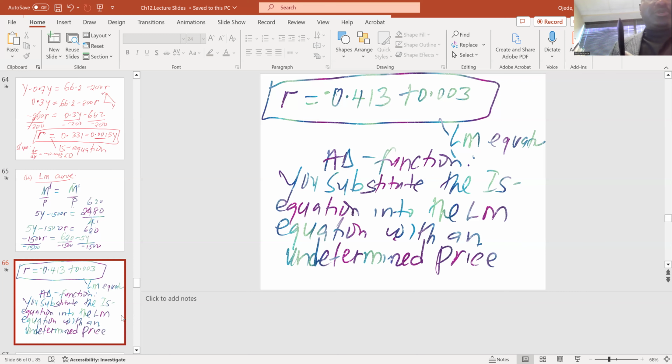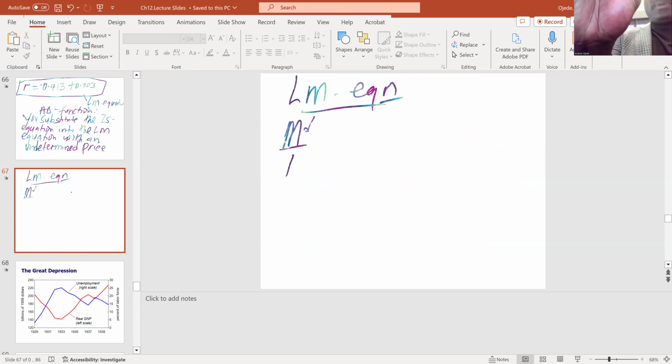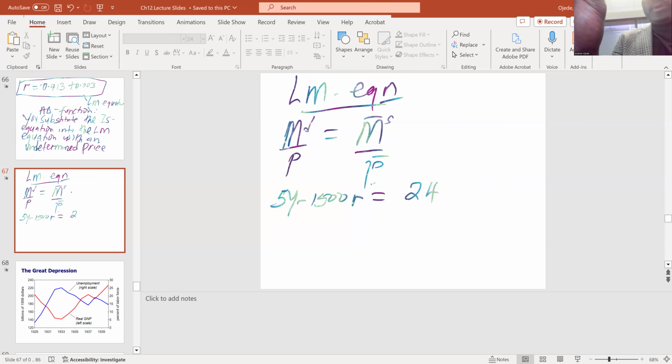So to get the aggregate demand function, you need to rewrite your LM. We know that the LM equation comes from MD over P, real money demand, equals real money supply. So we are not going to substitute price. Money demand is given as 5y minus 1500 R, and that must equal the money supply, 2480. Even though price is 4, let price remain in the function.